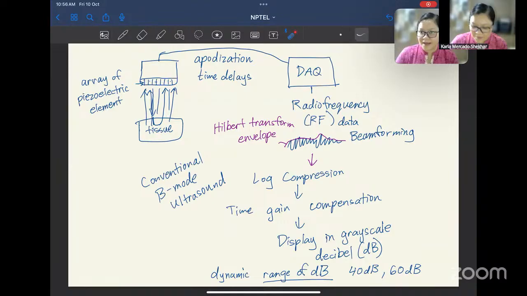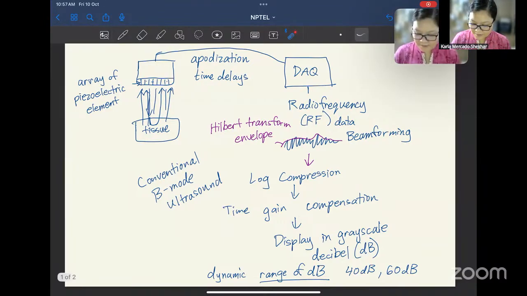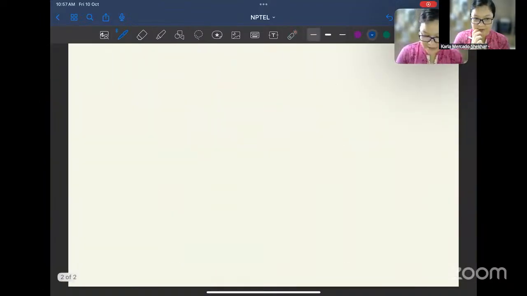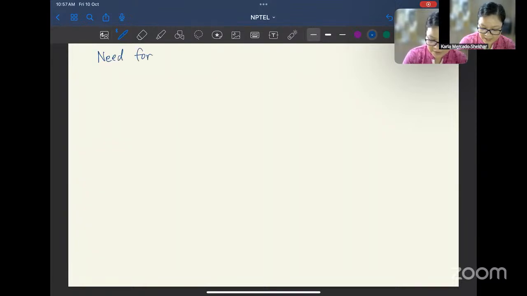Okay, so we'll now go over the different questions students had in the discussion forum. One of them was regarding the need for isoechoic mediums, and if there is no backscatter from those mediums.